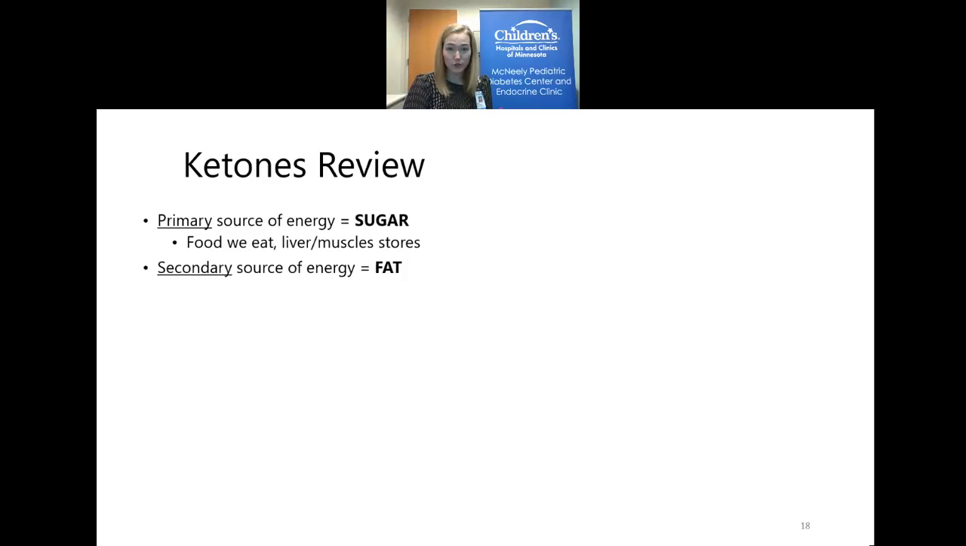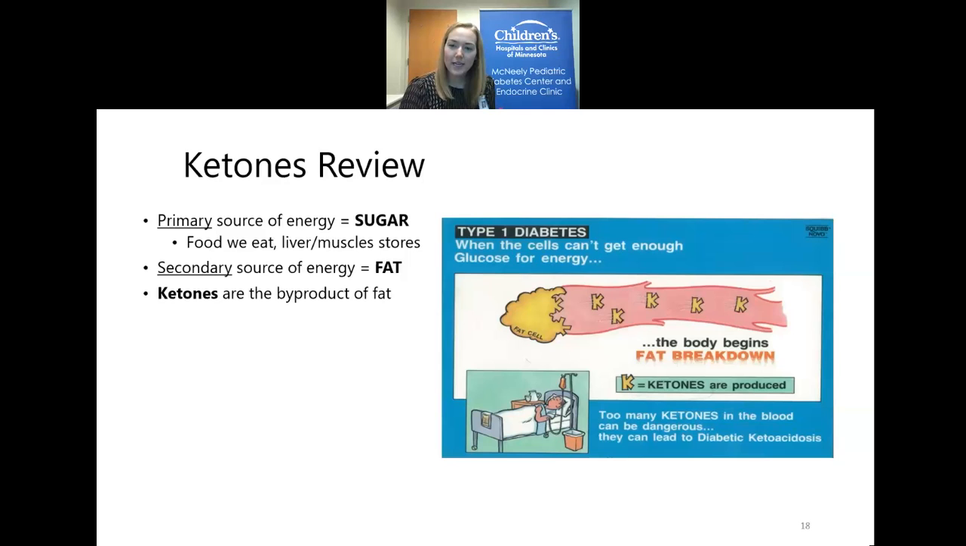So, if our body can't use sugar for energy, it starts breaking down fat for energy. Now, ketones are the byproduct of fat. What that means is similar to how we eat carbohydrates, our body breaks down the carbohydrates into sugar molecules, and that's released into the bloodstream. When our body breaks down fat, it breaks it down into ketones. That means they're the byproduct of fat, and the ketone molecules get released into the bloodstream. So here's a lovely image that is portraying this. There's that yellow bubbly fat cell, and it's getting broken down, and ketones are being released into the bloodstream.